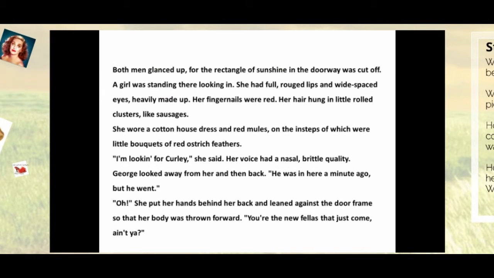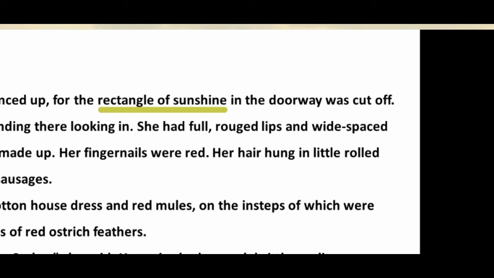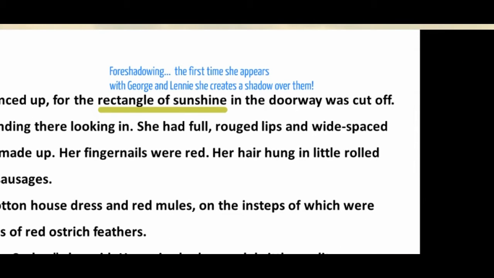This is the famous part that you've probably all looked at in your extracts in your English lessons. So the fact that we've talked about the metaphor of sunshine, that sunshine is almost a metaphor for hopes and dreams. So if this character is cutting off the dreams, we could say that she's cutting off the dreams of George and Lenny. So this is a foreshadowing or a warning to the audience that this woman is going to stop these people having their dreams.